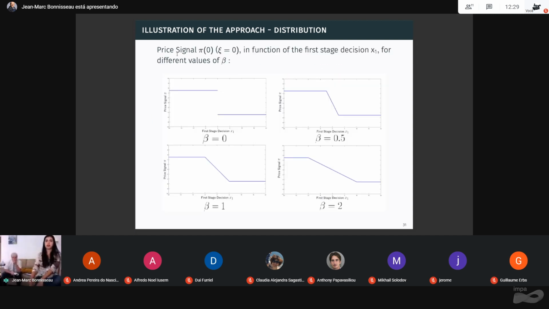One idea we can have about this new distribution of pi is that we can plot the graphic for xi equals 0 of pi as a function of the first stage decisions x1. What you see is that when beta equals 0, we have a pi that is a step function, constant by parts. So when we increase the values of beta, there is a linear part in between, and that becomes larger when beta is larger.